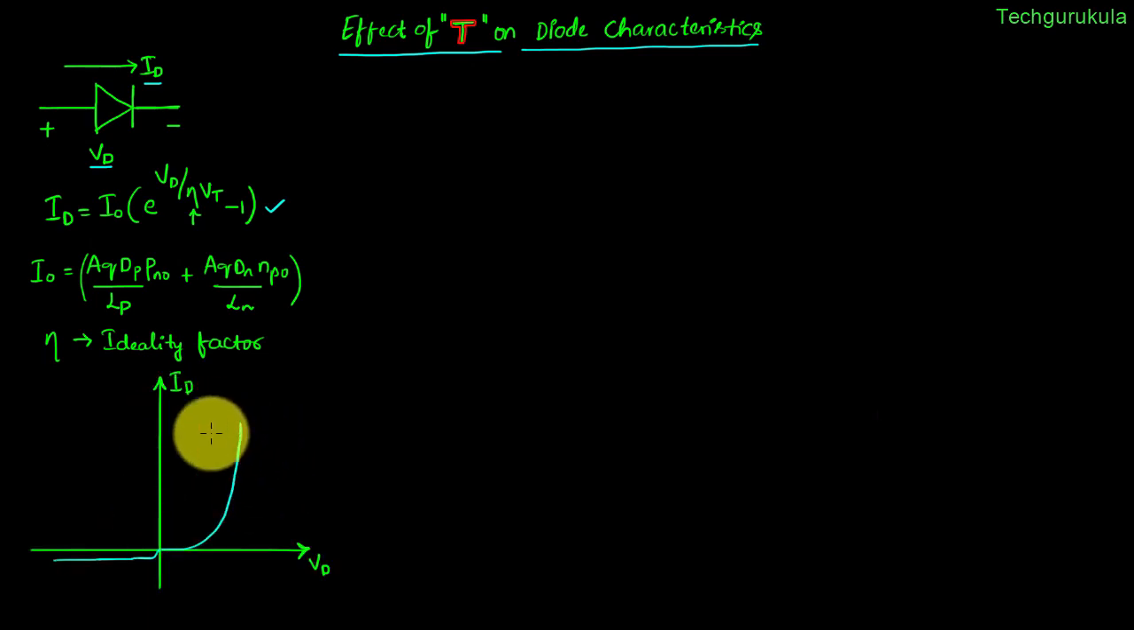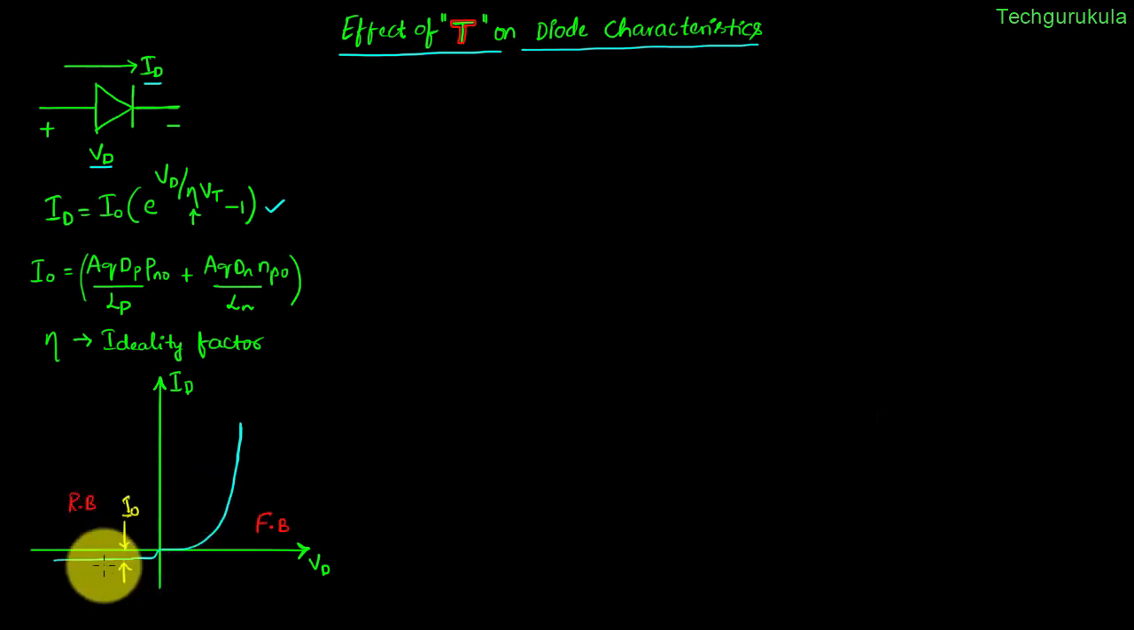The ID versus VD plot would look like this. In this region where VD is positive, we call this forward bias, and when VD is negative, this region is called reverse bias. The forward bias plot is in the first quadrant and the reverse bias plot is in the third quadrant. To show you the magnitude of I0, I have exaggerated the figure, so this figure is not to scale. This magnitude of current is I0, which is called the reverse saturation current.